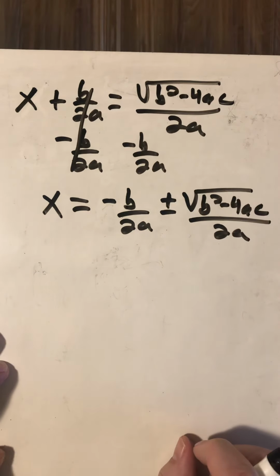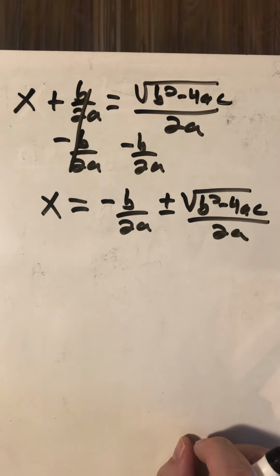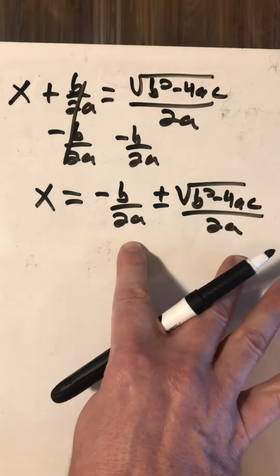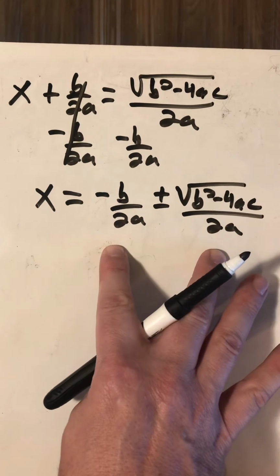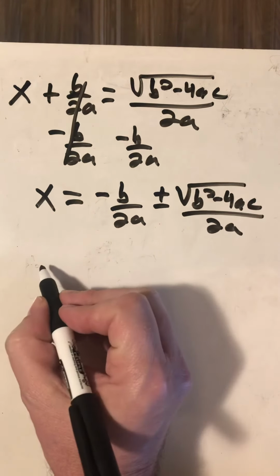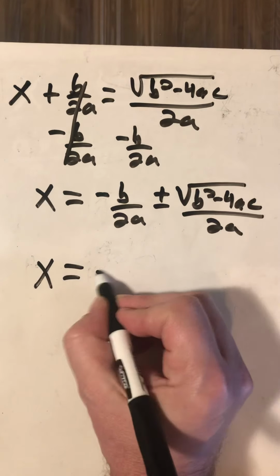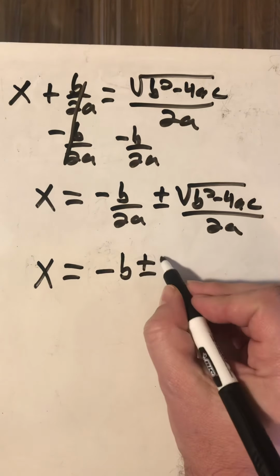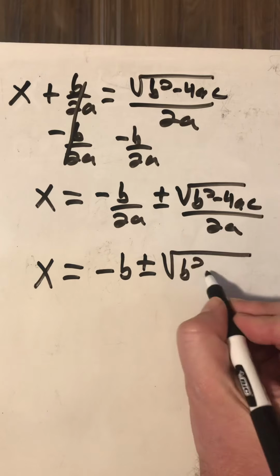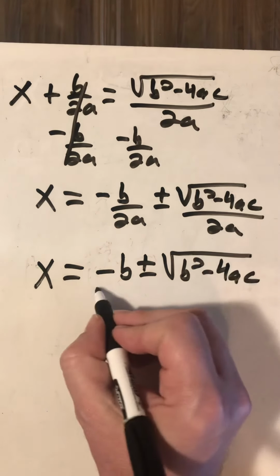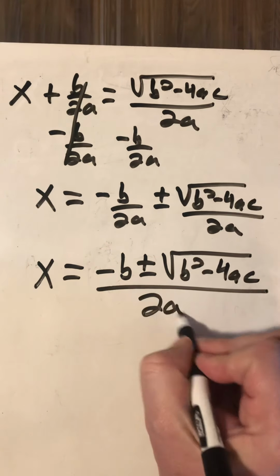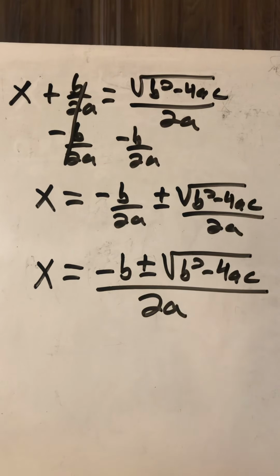All right, guys, so all we got to do now is combine our like terms because they both have the same common denominator. So we can rewrite this as x equals negative b plus or minus the square root of b squared minus 4ac all over 2a. All right, guys, that's how you derive the quadratic equation by completing the square.